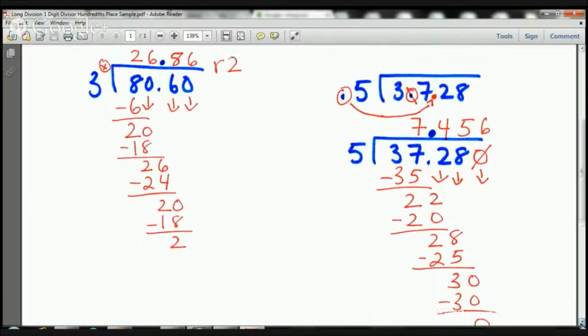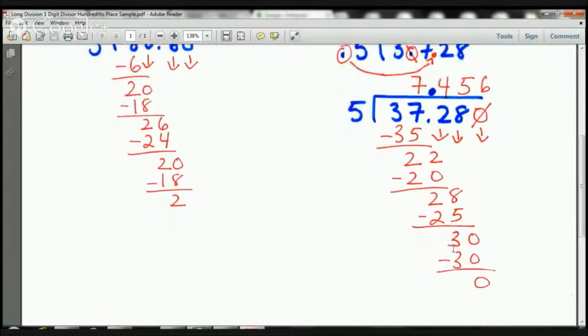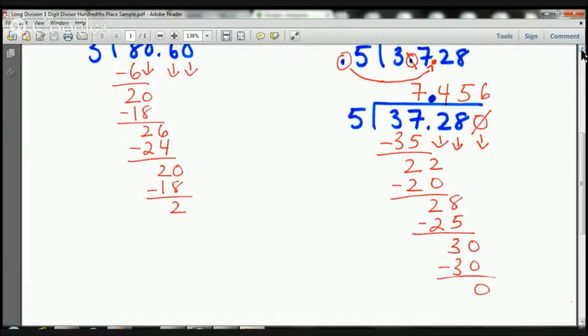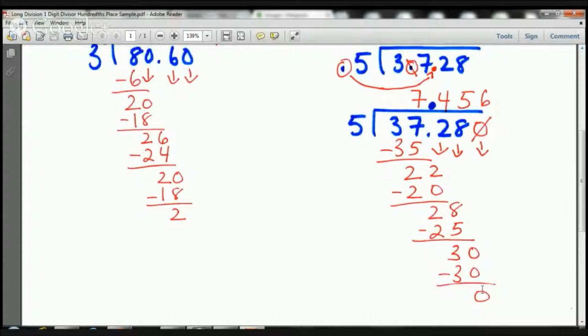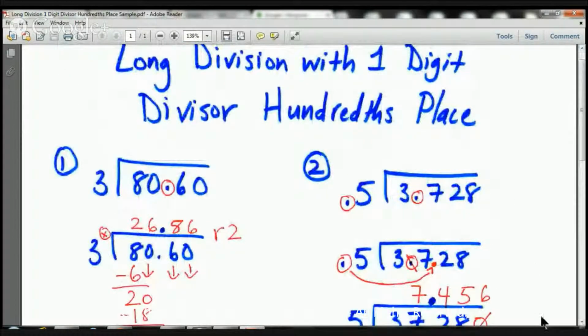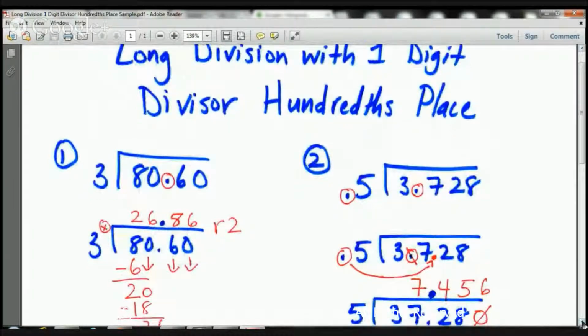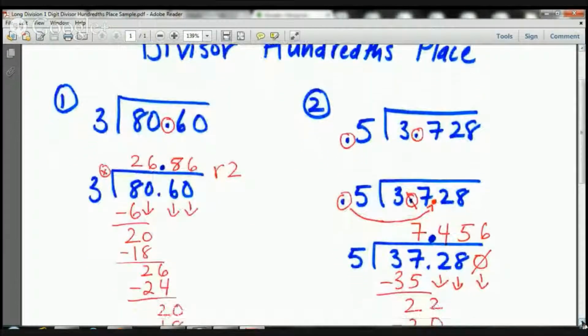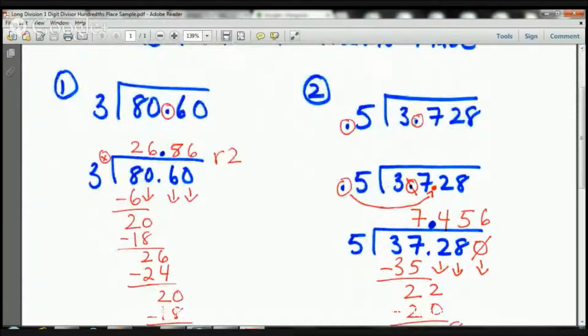But because I had a 3 here, and this 30 is different than this 28, I said, okay, let's try this out and see if I can just get an even number with no remainder and see if that's possible. And guess what? It just took 1 0 and it made it a number without a remainder, which is great. Okay? So that's pretty much it, boys and girls. Long division with one digit divisors and utilizing the hundredths place with these decimal points.